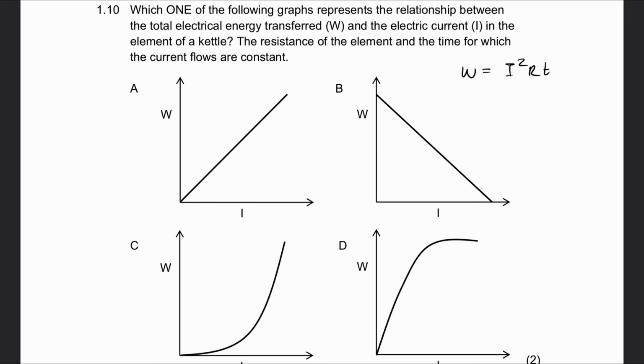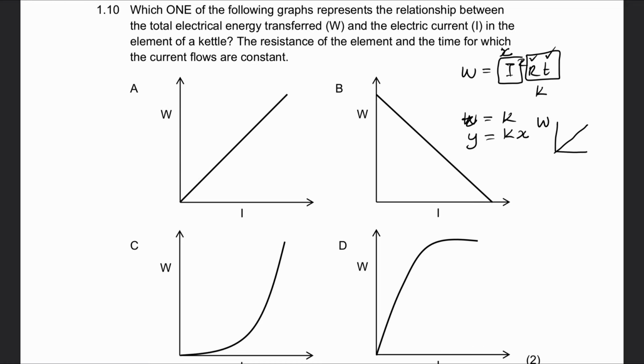So they tell us that the resistance is the same and the time is the same. So we can reimagine this as a constant K. So W is equal to K times I squared. Now, if we had I squared on our x-axis, this would be essentially y equals kx. Now that's a linear expression, or linear equation, and it would look like this.